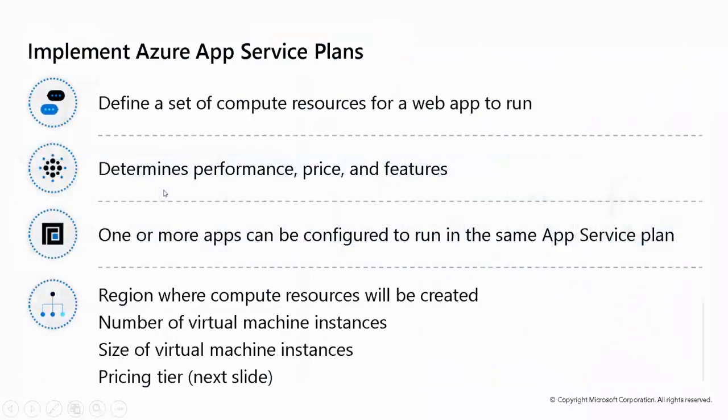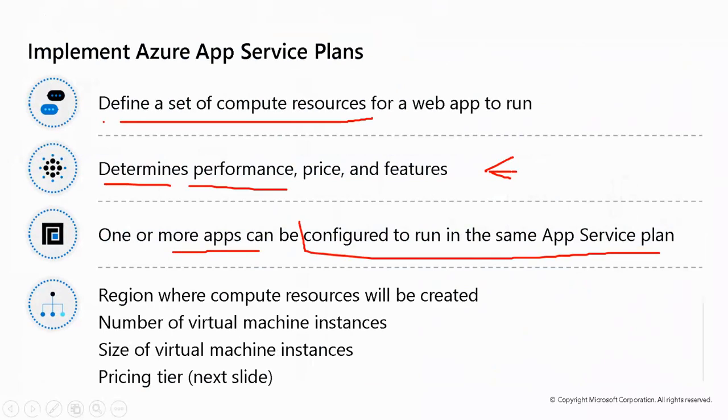And they will give you that platform as a service so you can have different service plans to develop your solution, right? So when you are going to implement that solution, you need to first of all define a set of compute resources for a web app to run. You need to define which resources you are going to need, from storage, networking, you know. You have to define all the resources that you need. You need to define what kind of performance you're going to need. Let's say that you are looking for the size of your VM, the size that you need to deploy that web app, okay? Also, more than one app can be configured to run in the same service plan. So you can have many different apps running in the same service plan.